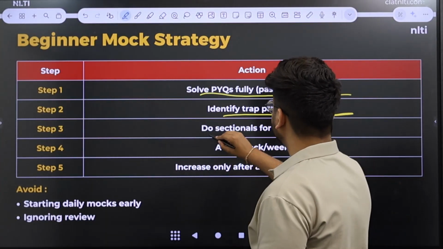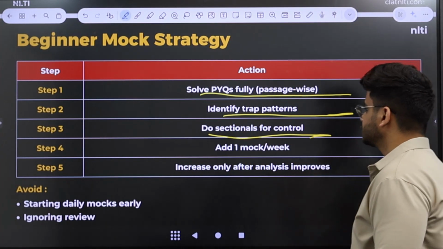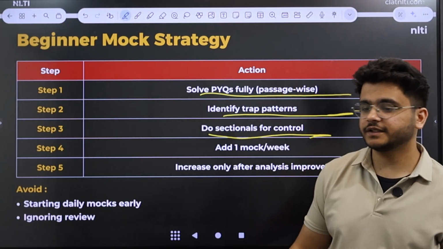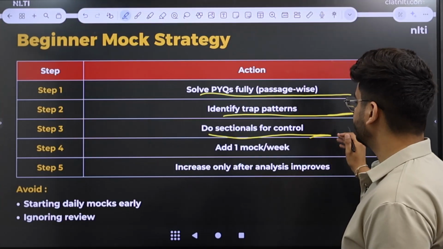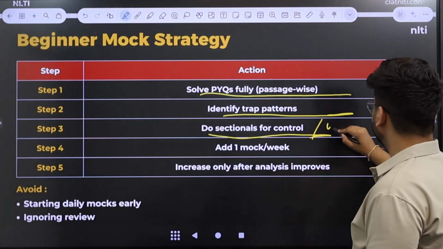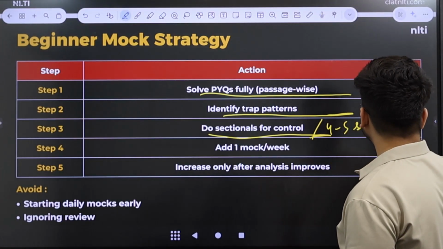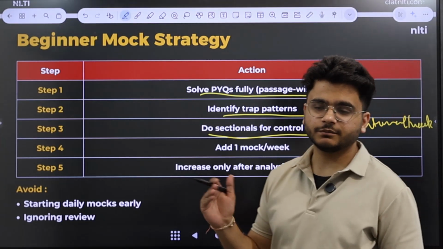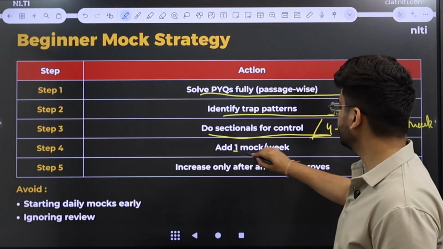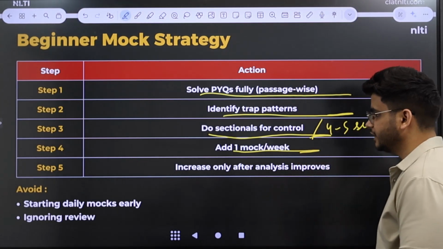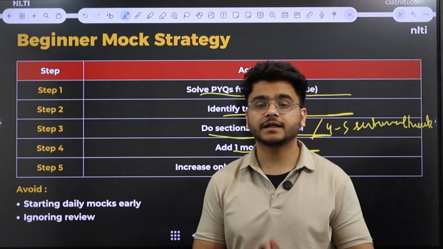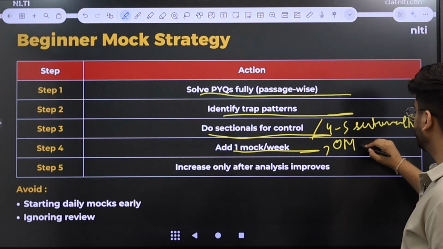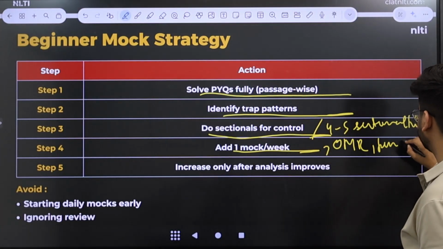Step 3 is to do sectionals for control. So once you have solved PYQs fully, once you have a gist of the pattern of the exam, you've got to do sectionals for control. You can do 4 to 5 sectionals per week, one sectional for each subject. And then once you've completed 50 to 60% of your syllabus, go for one full length mock per week in a timed condition, in a CLAT exam environment. So make sure you do it in a OMR and pen paper based system.